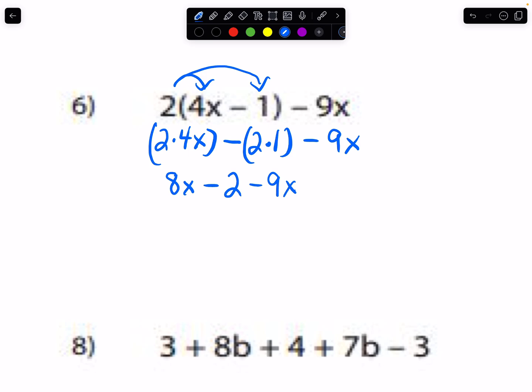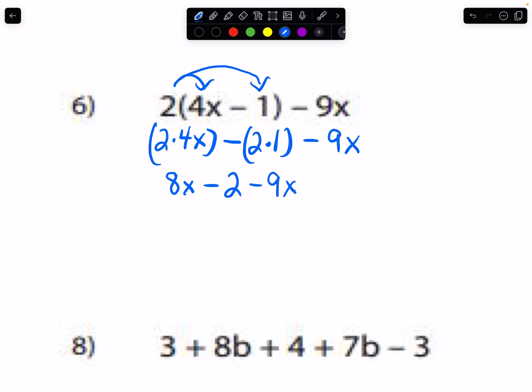I will tell you that if a mistake is made, it's bringing down the leftovers that were not in the parentheses. That's where I see mistakes happen a lot. So if you forgot to bring that down and you stopped at 8x minus 2, know that you're not alone, but we need to get better.